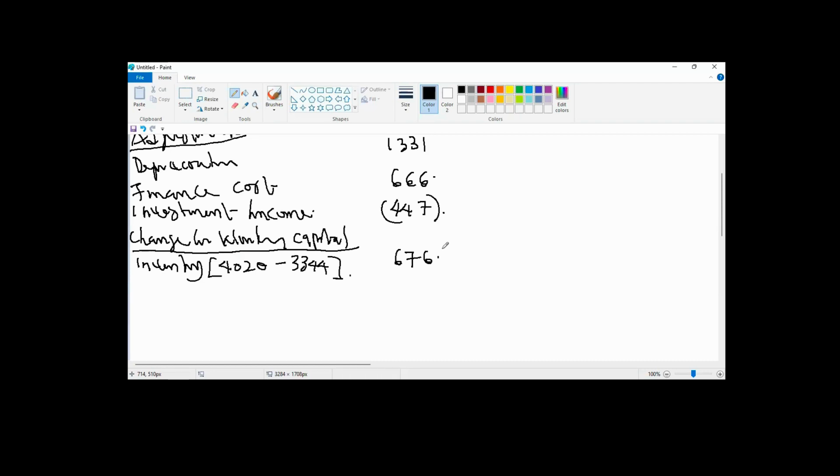Trade receivable. What is the trade receivable at the beginning? 3955. At the end, 4009. That's an increase. 4009 minus 3955 is 54. Increase in current asset, so cash flow is an outflow.